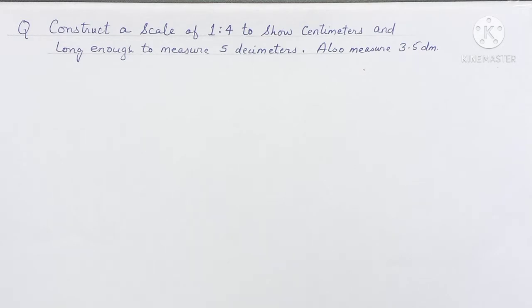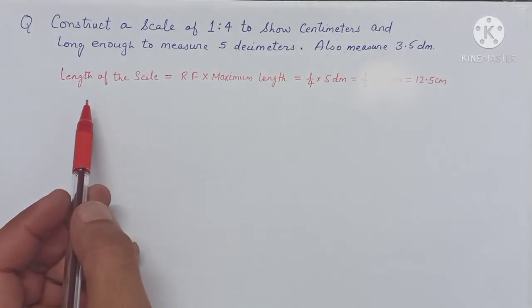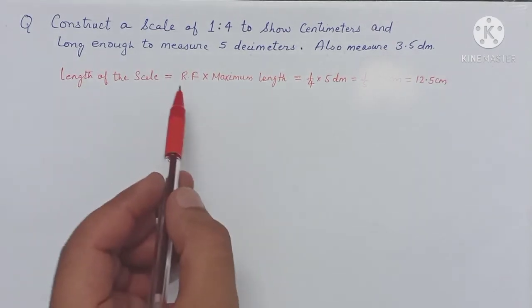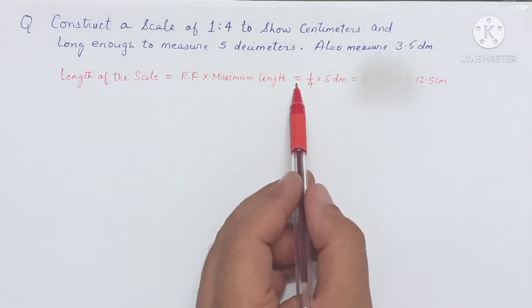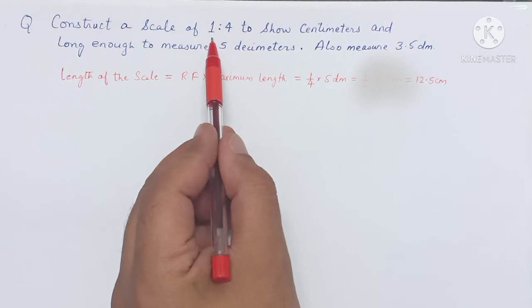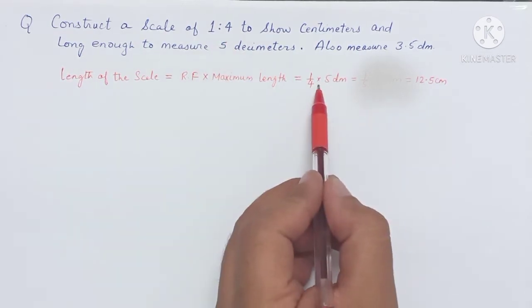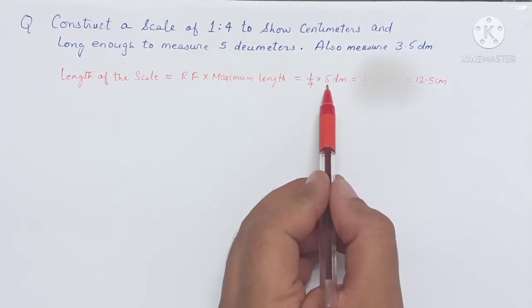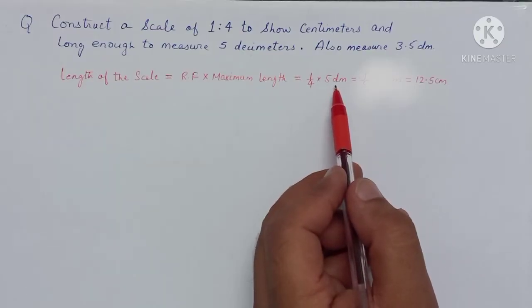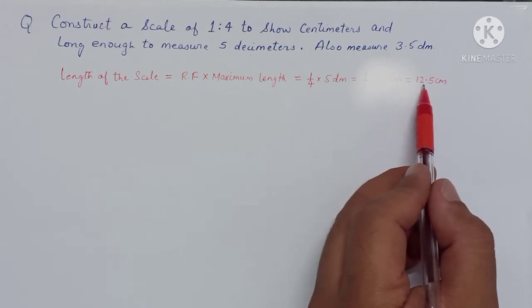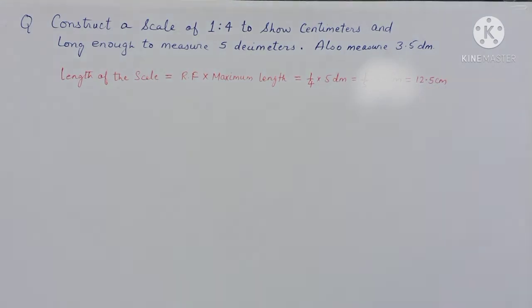Construct a scale of 1:4 to show centimeters and long enough to measure 5 decimeters. Also measure 3.5 decimeter. So first we need to determine length of the scale, which is representative fraction multiplied by maximum length, that is equal to 1/4, which is given in the question, multiplied by the maximum length, that is 5 decimeter. Since 1 decimeter equals 10 centimeter, that will give 12.5 centimeter length of scale.